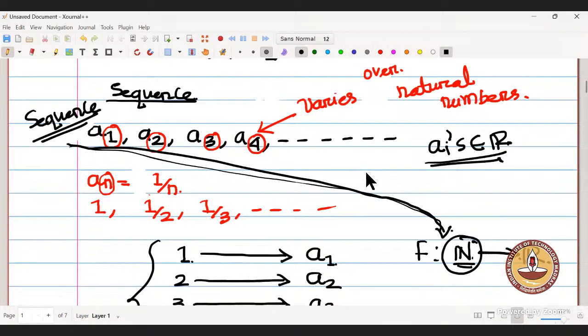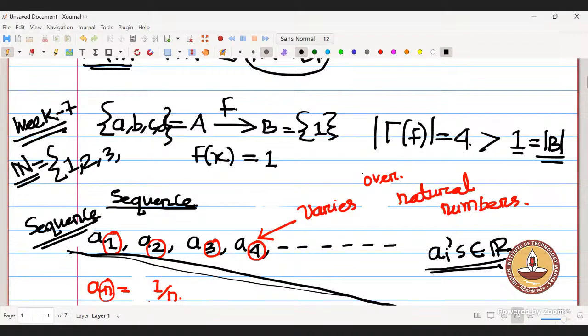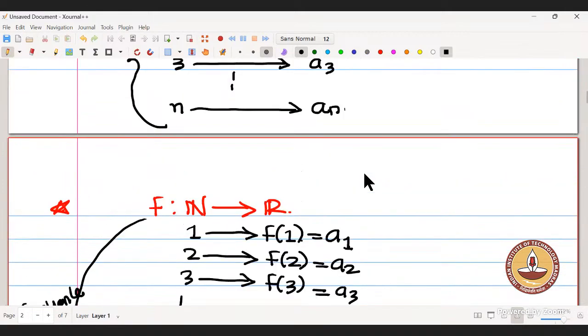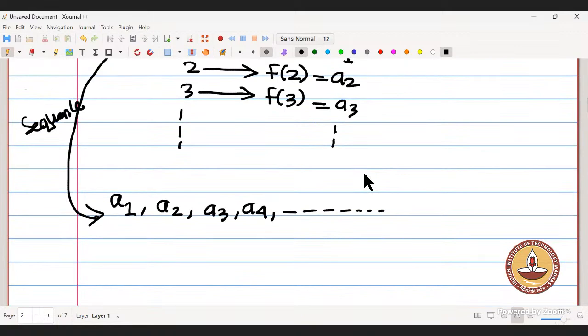Let me tell you, from week 7 onwards, when I say the set of all natural numbers, this means my natural numbers start from 1. This is 1, 2, 3, and so on. In the calculus part, I'm not considering 0 as a natural number. So my sequences are basically the same as a function from the set of all natural numbers to R, right?